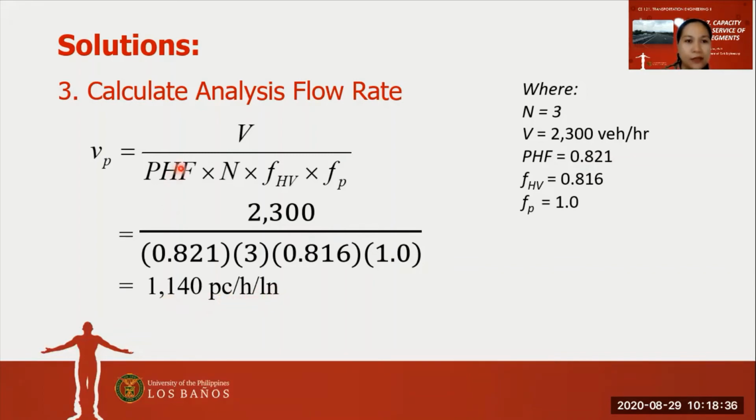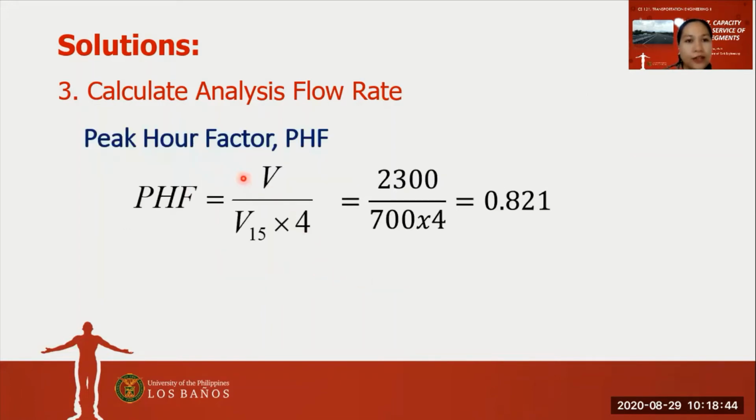So in the next slides, I will show you how this was calculated and how the heavy vehicle factor was calculated. In determining the peak hour factor, we have to divide the total volume in 1 hour by the 15-minute most congested times 4. So that becomes 2,300 divided by the given vehicles in the 15-minute most congested time, which is 700 times 4. So the peak hour factor is equal to this one.